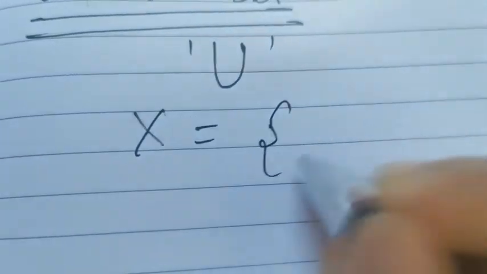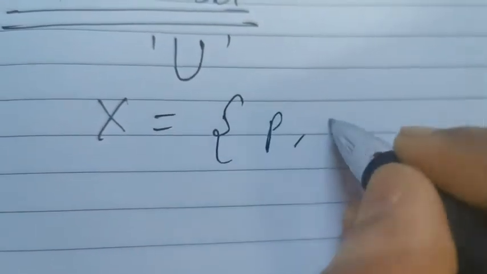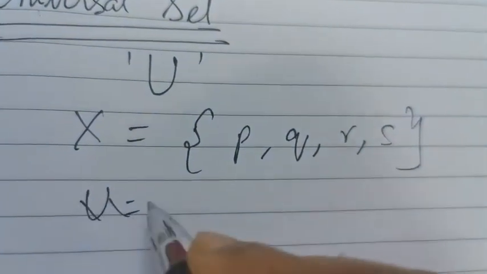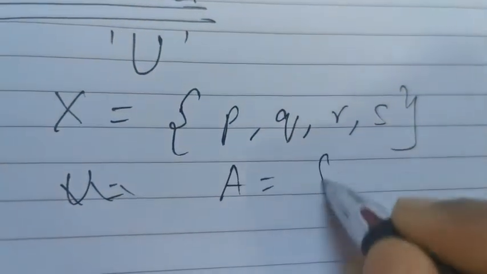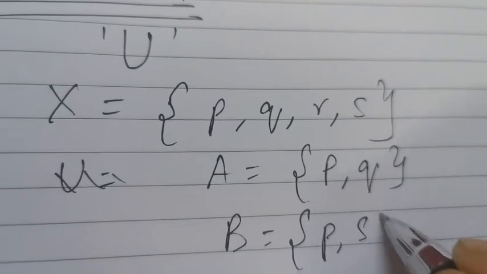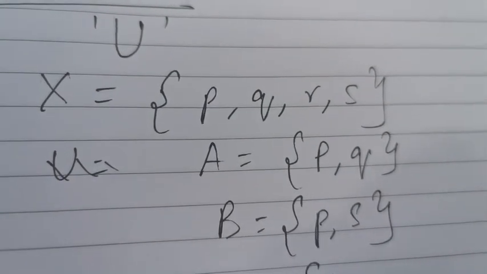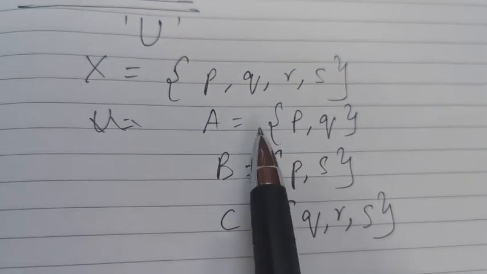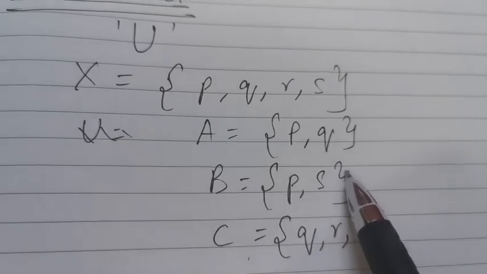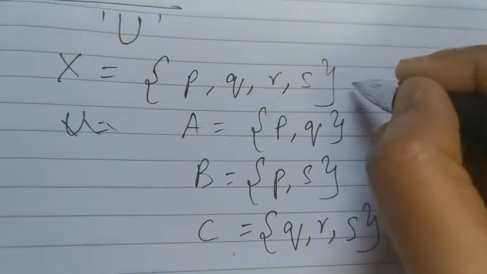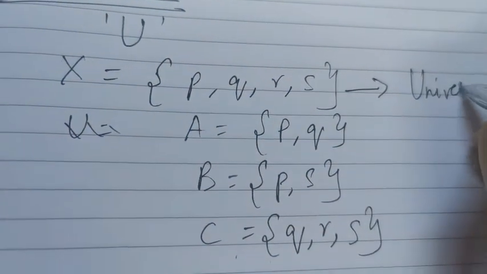So when I write a set H, I have P, Q, R, S. A set A has P, Q. B has P, S. C has Q, R, S. Now if you see, all these sets A, B and C contain elements which are from the set H. Therefore, set H is the universal set.